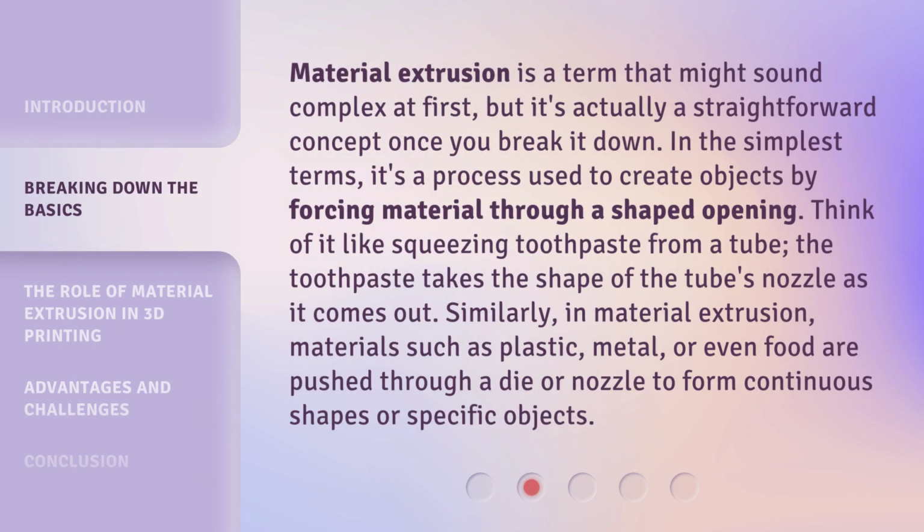Material extrusion is a term that might sound complex at first, but it's actually a straightforward concept once you break it down. In the simplest terms, it's a process used to create objects by forcing material through a shaped opening. Think of it like squeezing toothpaste from a tube. The toothpaste takes the shape of the tube's nozzle as it comes out. Similarly, in material extrusion, materials such as plastic, metal, or even food are pushed through a die or nozzle to form continuous shapes or specific objects.